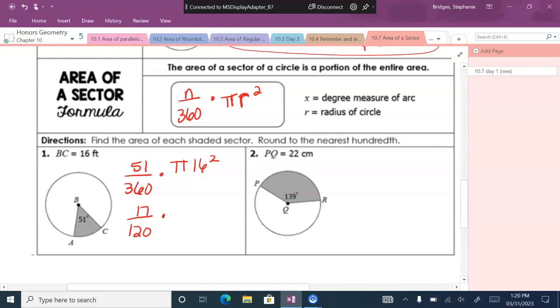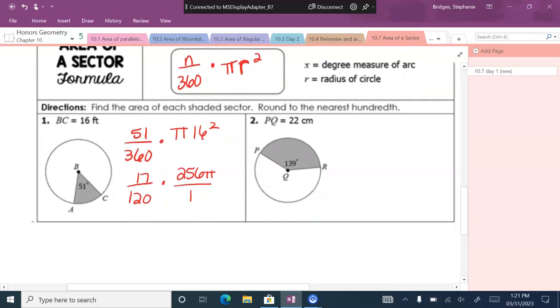Okay, so put 51 first. Hit your fraction key that I showed you earlier. Hit 360 and hit equals. And then I need to square 16 because I'm going to leave pi as it is. So 16 squared is 256. Now I need to multiply 256 times 17.